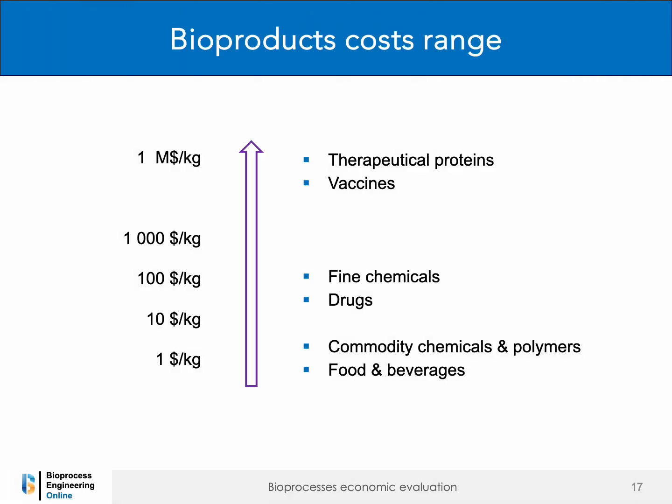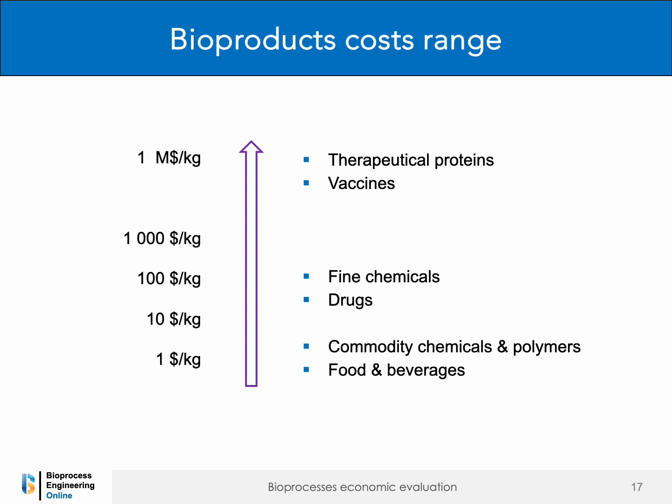Production costs for bioprocesses can vary significantly, ranging from less than $1 to millions of dollars per kilogram of product, depending on the nature and purity of the product. Bioproducts in the range of $1 to $10 per kilogram include high-volume products such as ethanol, organic acids, amino acids, polysaccharides, and fermented foods and beverages.